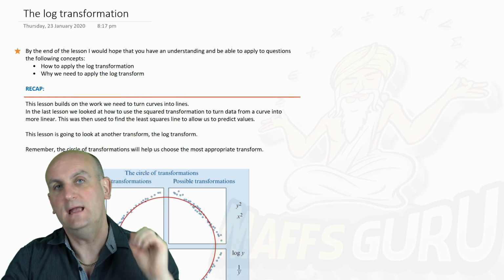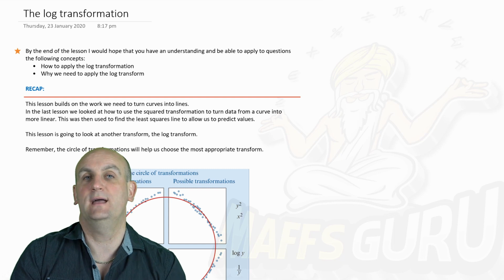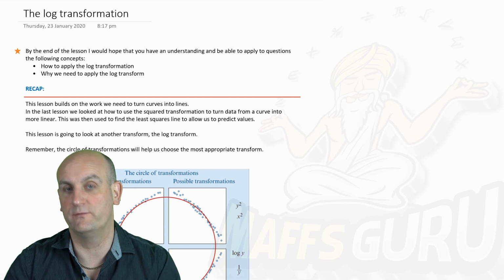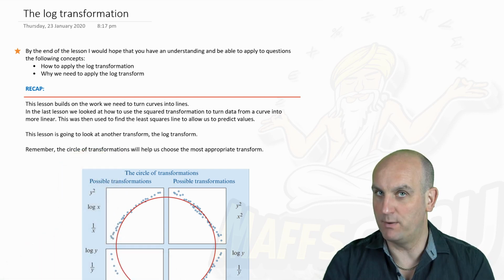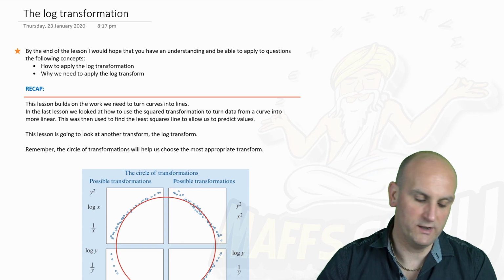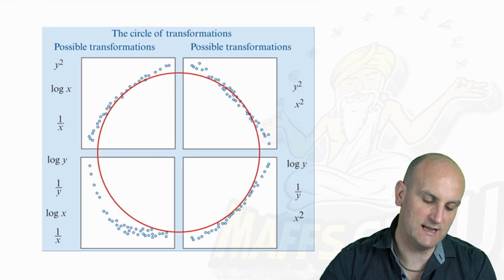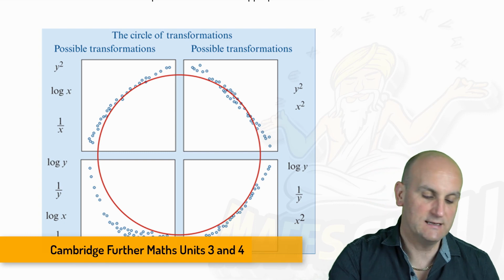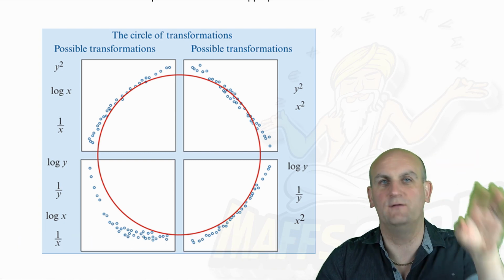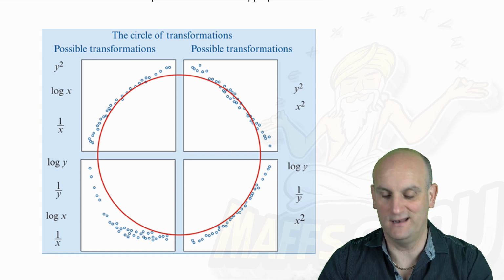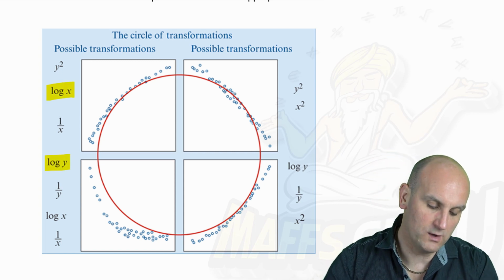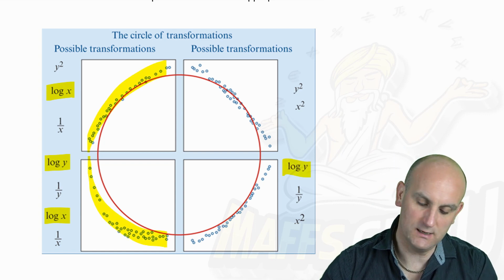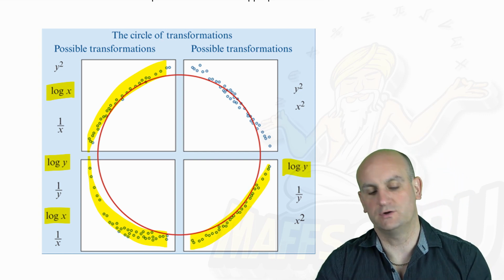Now, the log transform. In our previous video, we looked at the x squared transform, which is equally supported by the y squared transform. We're going to look at log transforms now and probably deal with one example, but it applies to both a log x and a log y transform. In previous lessons, we have looked at this wonderful circle of transformations provided by the Cambridge Further Maths textbook. We can see that data curves in one of four ways, and we're trying to turn that linear. So we have a log x and a log y. There are three different formats of graph where we can do log transforms.